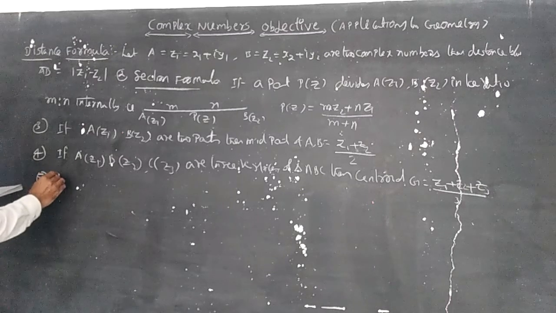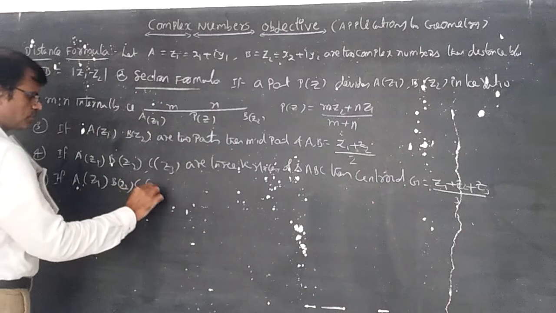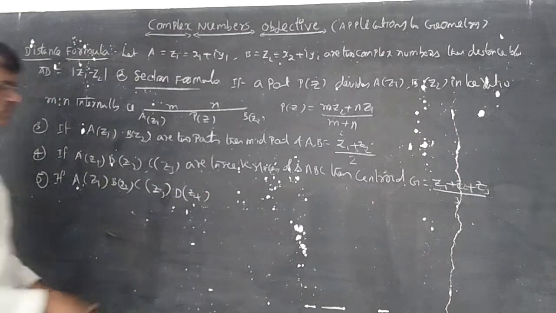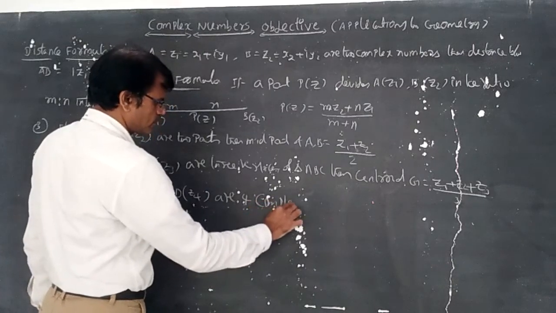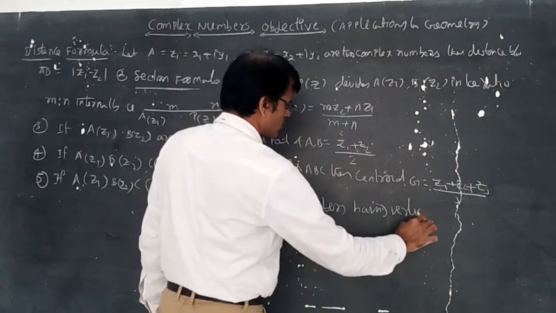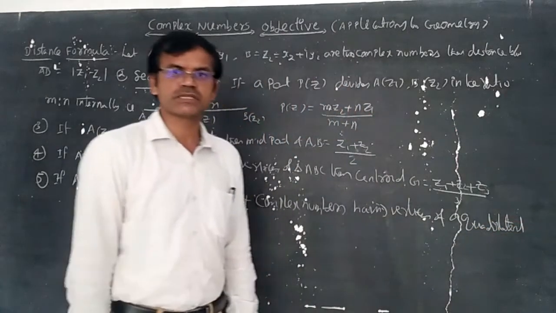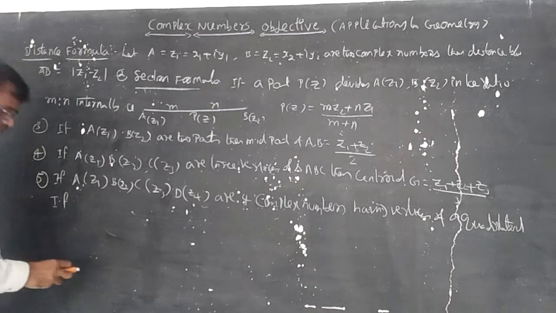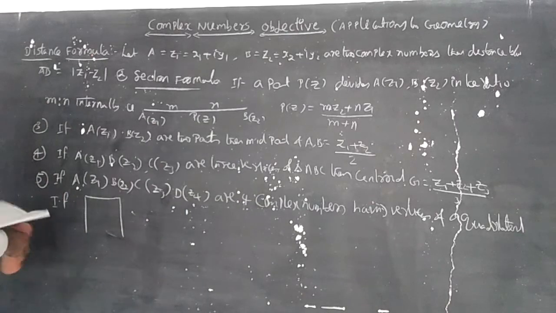Now, if A(Z1), B(Z2), C(Z3), D(Z4) are 4 complex numbers that are the vertices of a quadrilateral, then among them, let us draw the square concept. First of all, the parallelogram, like this.